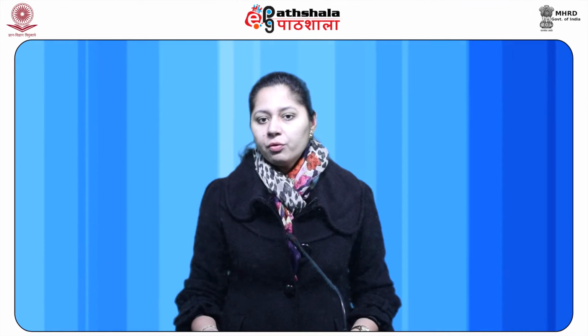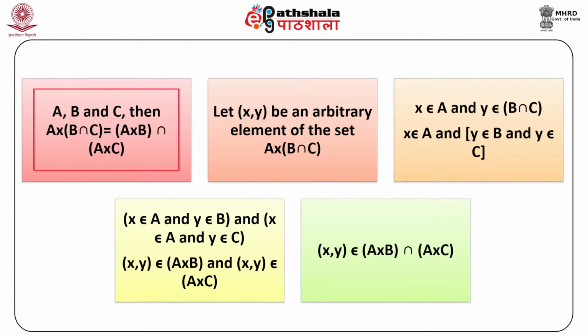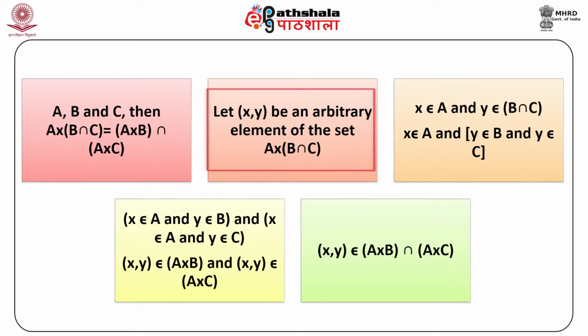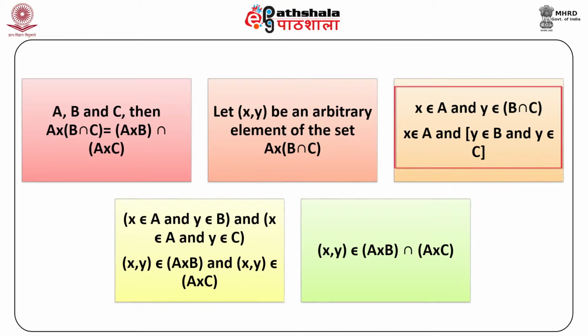For example, for three non-empty sets A, B and C, A cross (B intersection C) is equal to (A cross B) intersection (A cross C). Let (x, y) be an arbitrary element belonging to A cross (B intersection C). Then x belongs to A and y belongs to the intersection of B and C. So x belongs to A, and y belongs to B and y also belongs to C.